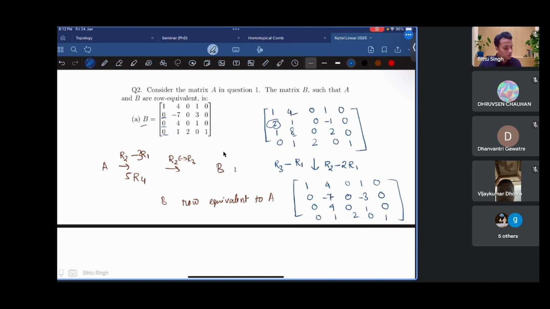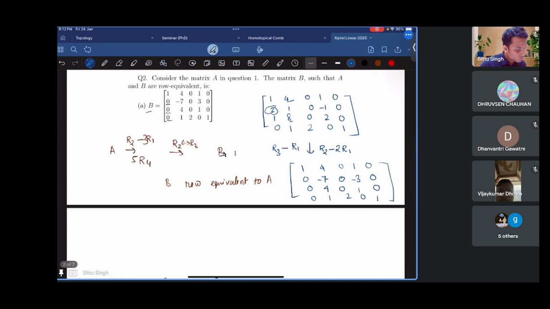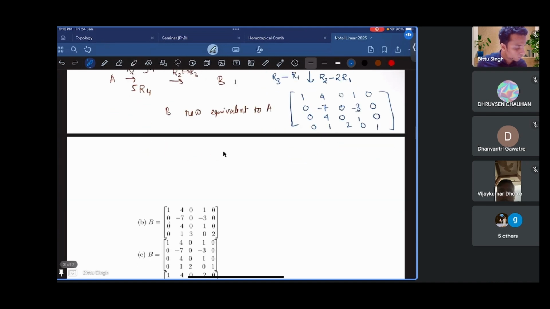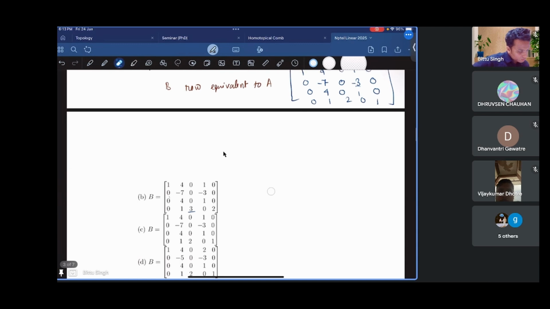Let me check if any of the answers match our calculation. So, what are the possibilities? In the first answer, the second row is 0, -7, 0, 3. So here the sign is changed, so the first option cannot be possible. Now, if we see the second answer, -7, -3, this is matching. 4010 is also matching, but 1302 is not matching, so this may not be true.